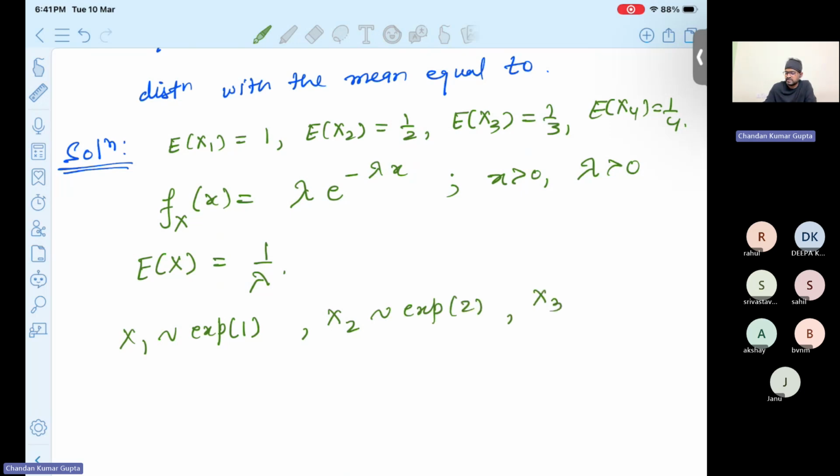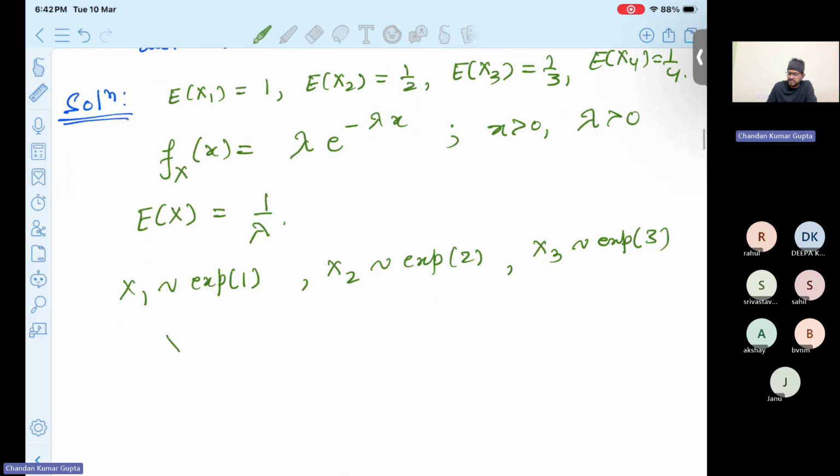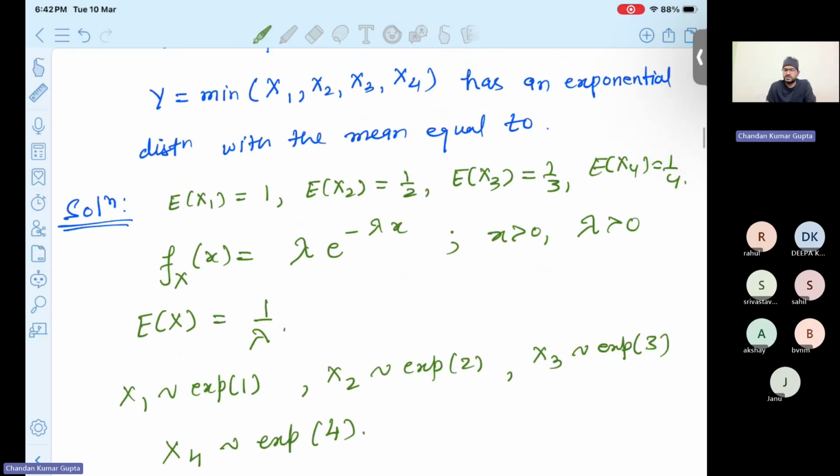And similarly, x3 follows exp3 and x4 follows exp4. So these are the distributions of the 4 random variables. Now we need to find the distribution of the new random variable y first. Then we can find the mean of that random variable.